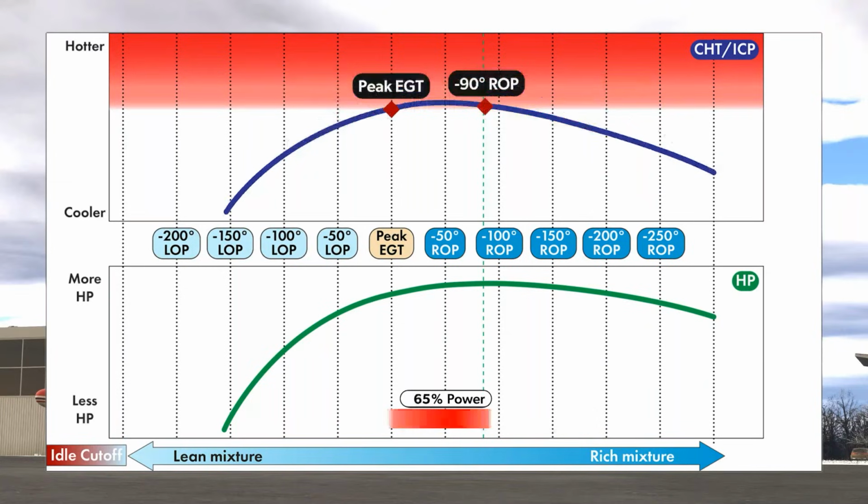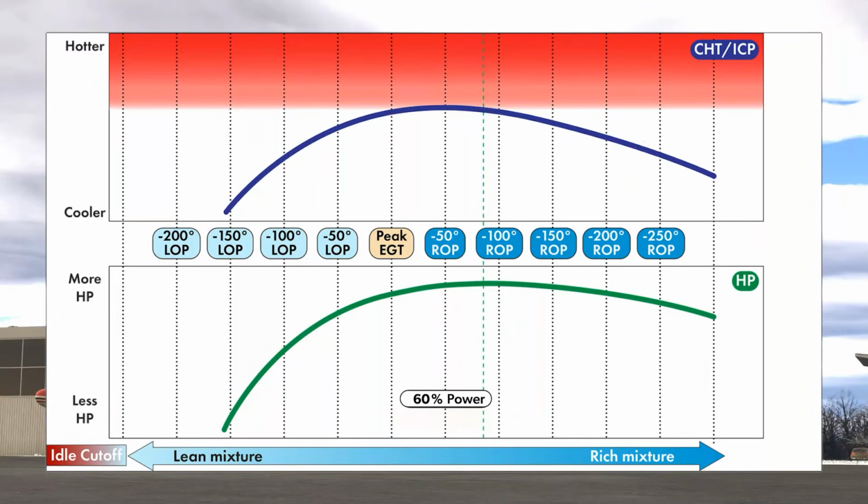Drop it to 65% power. Now our potential no-go range is between peak EGT and 90 degrees rich of peak. Anything richer or leaner than that range should be clear of any problematic CHT or ICP combinations. And again, drop it to 60% and you're in the clear. You should be able to set the mixture anywhere you want.